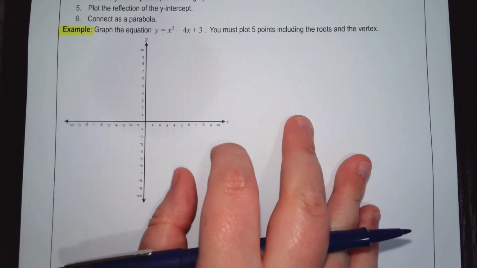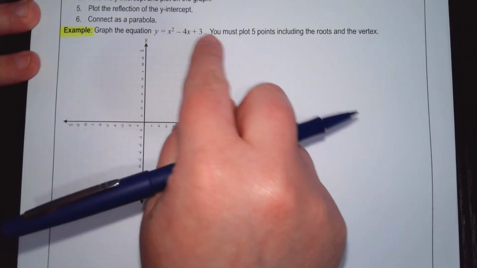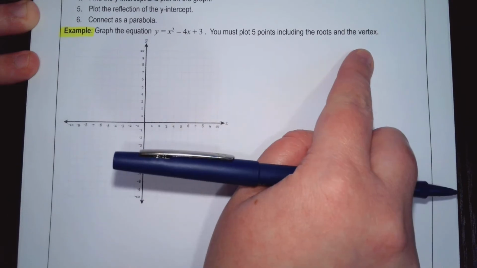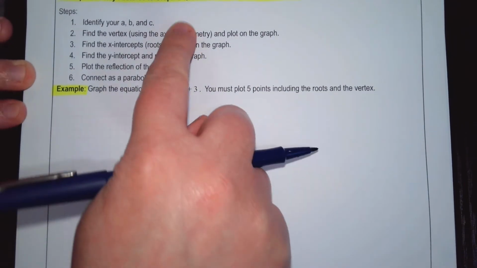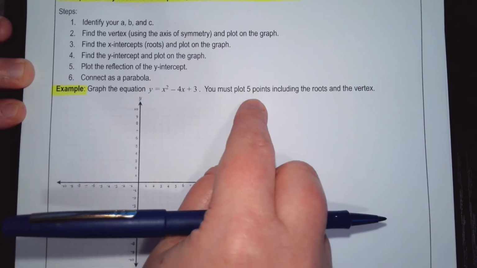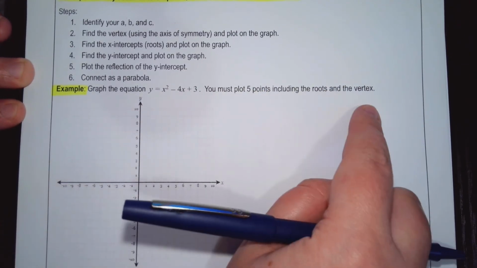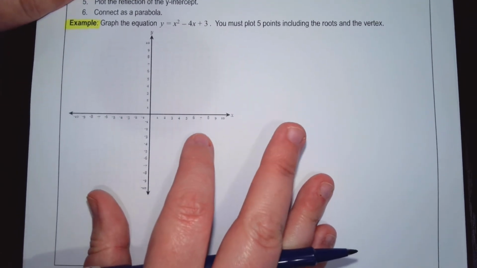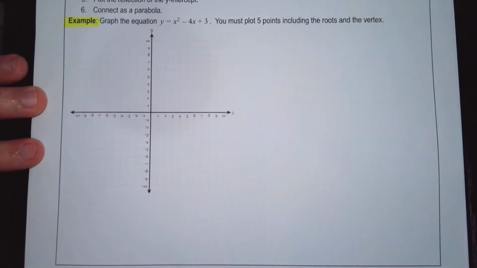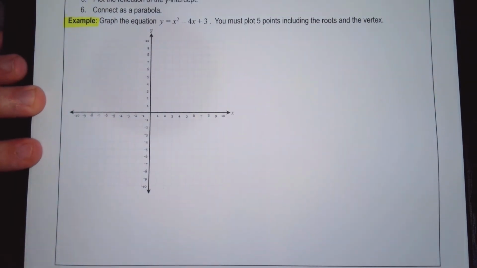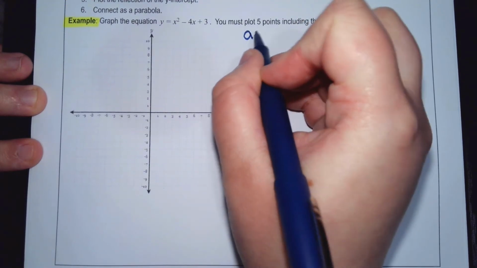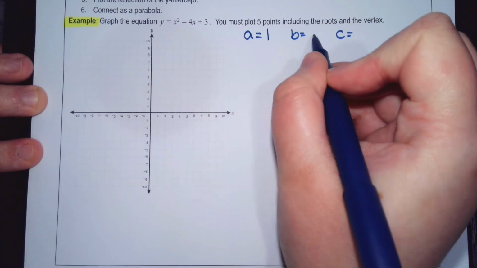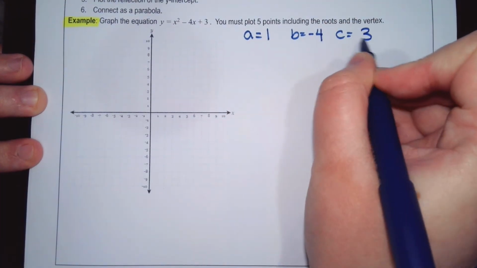Now, you need to read the directions carefully because on your homework, they're going to tell you you must plot 5 points, including the roots and the vertex. So as long as you follow these steps, you will get your 5 points that include the roots and the vertex. So let's do our first example. Graph the equation y equals x squared minus 4x plus 3. So the first thing I'm going to do is identify my a, b, and c. So a is 1, b is negative 4, c is 3.